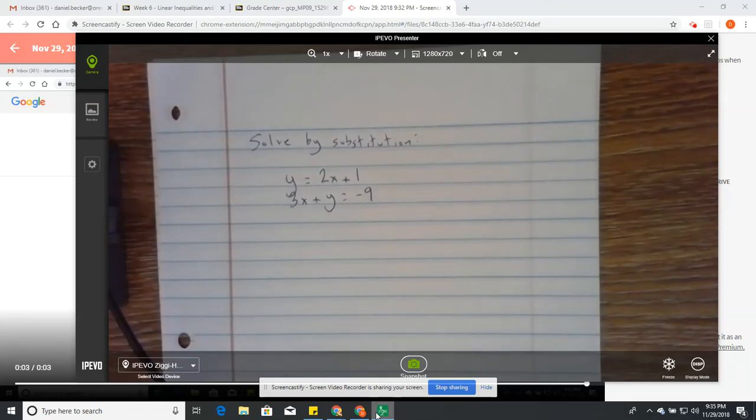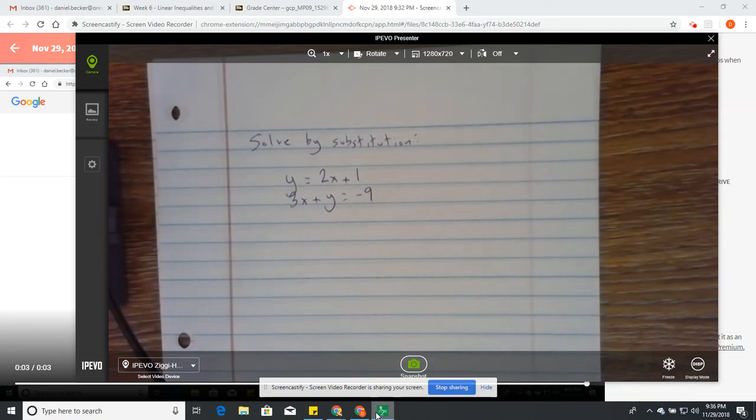All right, children, let's go ahead and solve this system by substitution. y equals 2x plus 1 and 3x plus y equals -9. So I'm going to refer to those three steps that you copied down above in your notes, and that's what we're going to use to solve this system.